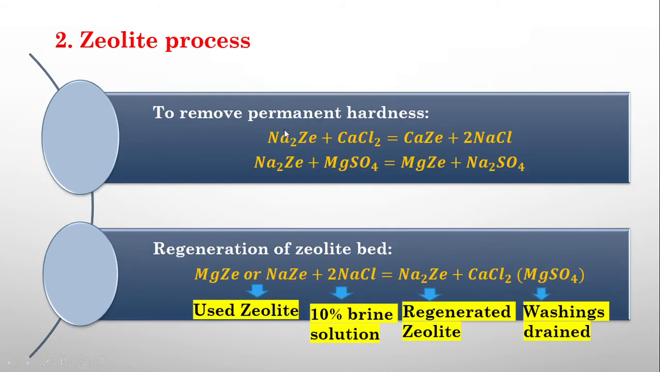Now in the case of permanent hardness, it is caused by chlorides and sulfates of calcium and magnesium. Here, there is a bed of sodium zeolite. When this water having calcium chloride or magnesium sulfate passes through it, it will form calcium and magnesium zeolites, which are again insoluble in water and form a precipitate over the zeolite bed. And we will get soft water as a filtrate.